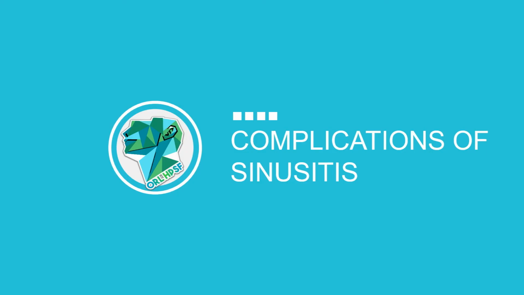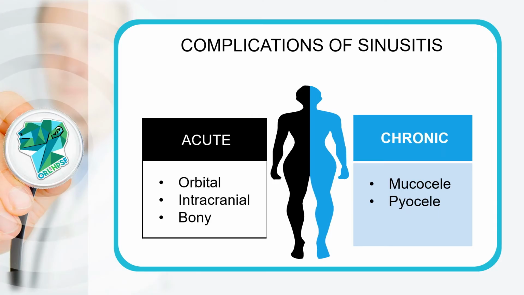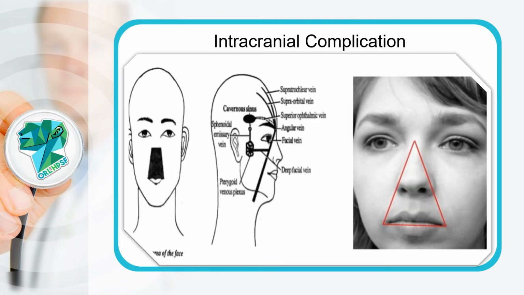Now we proceed with the complications of sinusitis. Complications of sinusitis can be divided into acute and chronic. The patient can present acutely with orbital, intracranial or bony complications, or in a chronic condition, the patient presents with mucocele or pyocele. Why can sinusitis lead to a lot of complications? Because it happens at the danger area of the face, from the corners of the mouth to the nasion. This area is a valveless vein area, whereby any infection, even of the skin, can spread into the brain. So intracranial complications can lead to brain abscess, meningitis, and also superior sagittal sinus thrombosis.